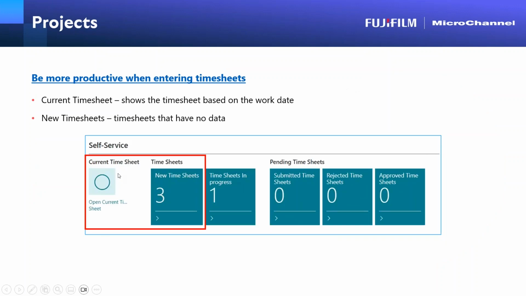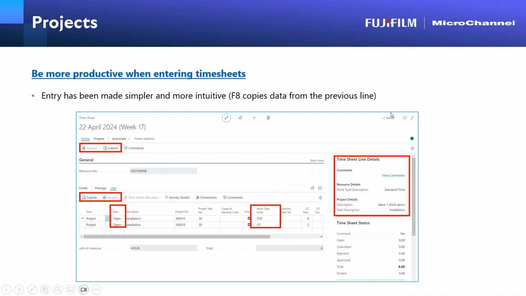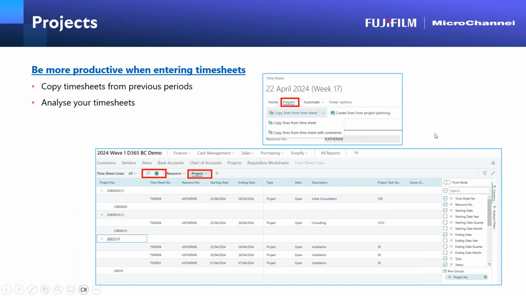So again, just as a recap, there's your timesheets, your current timesheet based on your work date. There's new timesheets, those are ones that have not been entered. Like I said, they've grayed out options that are not active at this particular point in time. We've got the status button, we've got the work type, and they've shown you some details here where you can drill straight in. And don't forget, you can copy your timesheets and also use your analysis tool to further dig into information that you may need.